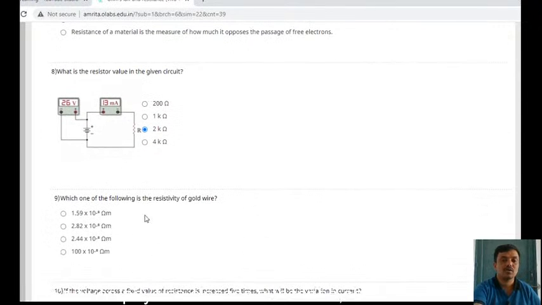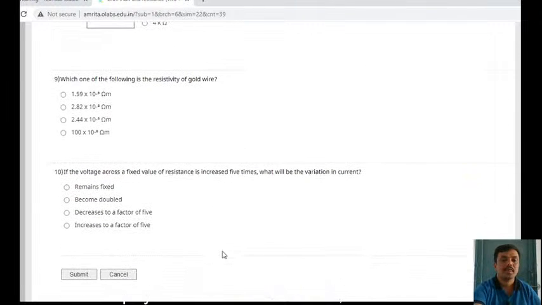And this color code resistivity of the gold wire is not in your syllabus. Okay. If the voltage across a fixed resistance is increased 5 times, what is the variation of the current? If voltage increases 5 times, then current also increases by a factor of 5.